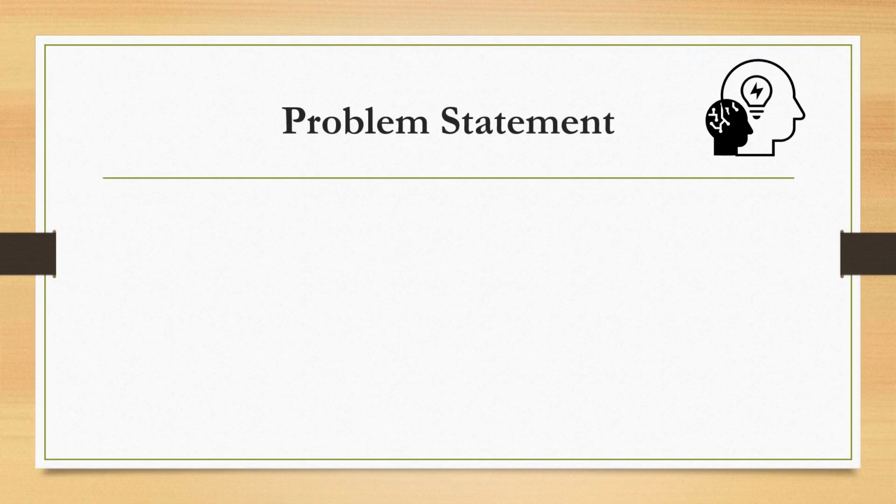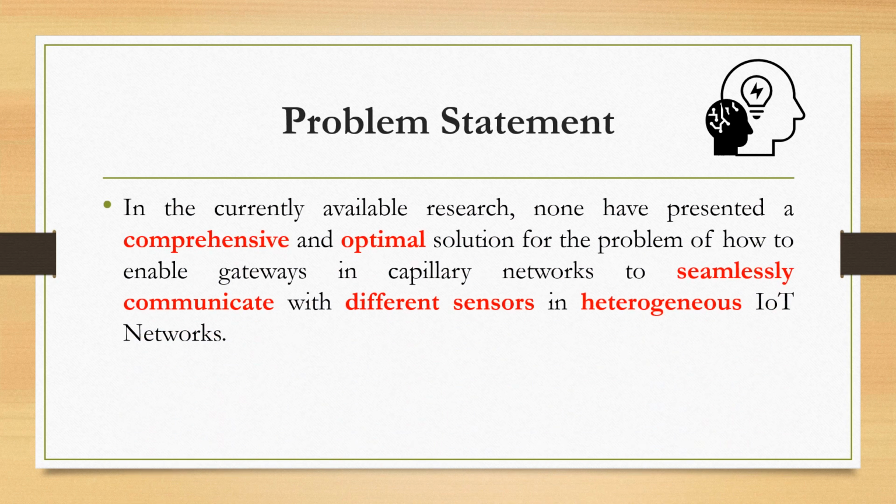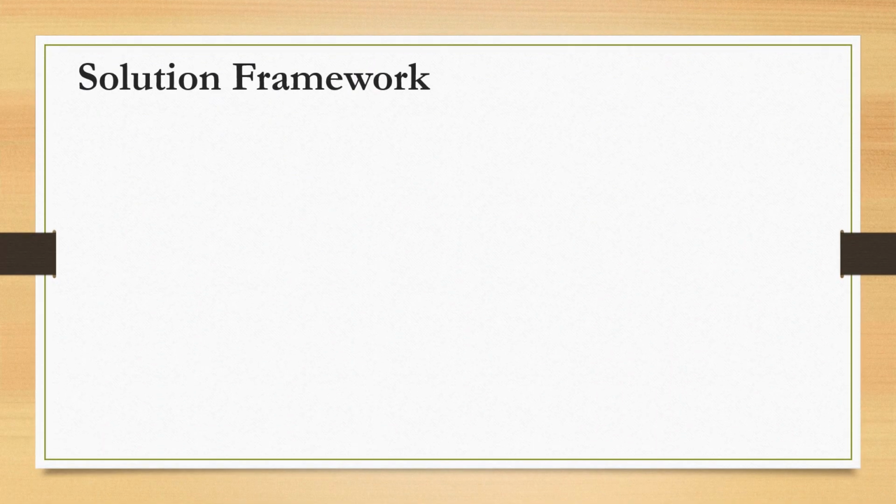So let me phrase the problem statement. In the currently available research, none have presented a comprehensive and optimal solution for the problem of how to enable gateways in capillary networks to seamlessly communicate with different sensors, and these different sensors will be using different kinds of wireless technologies in the heterogeneous IoT networks. So let us talk now about the solution, my solution framework.